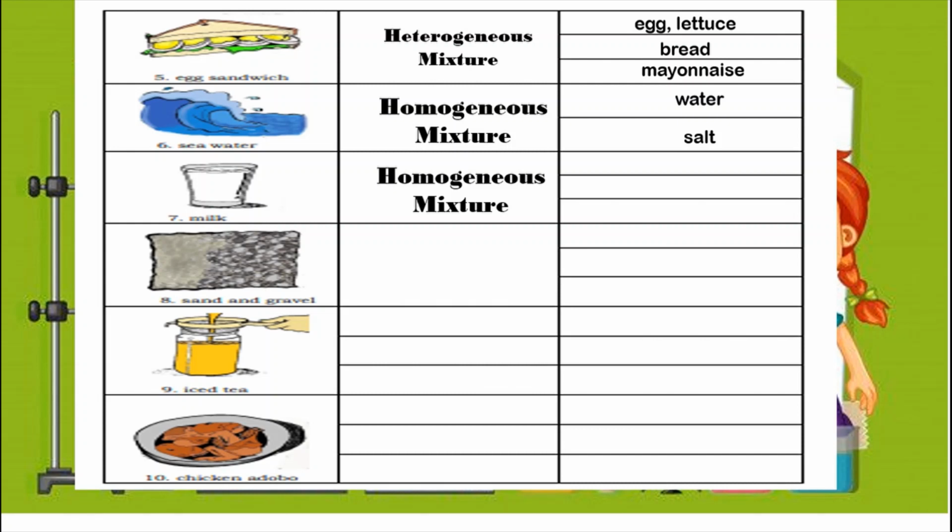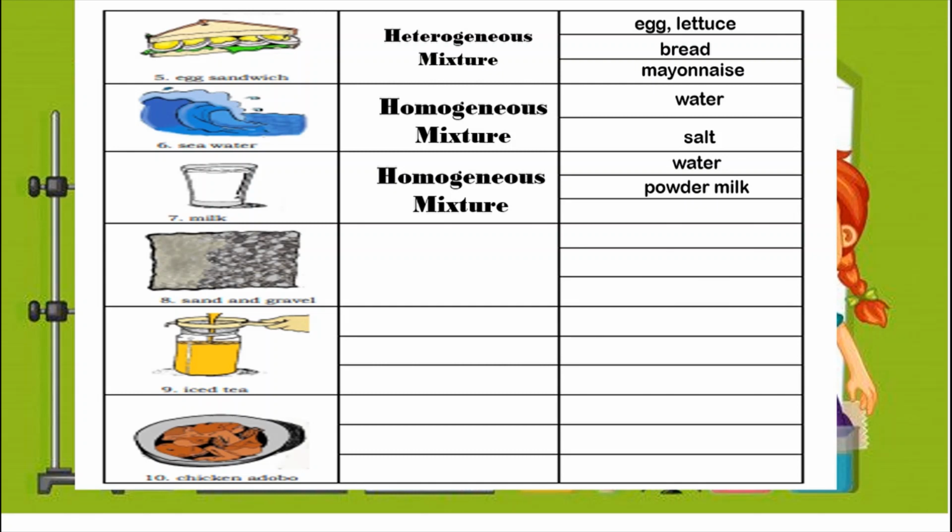Milk. Milk is a homogeneous mixture. If you can see o makita naman jud nato sa picture nga dili nato maklaro no. Murag isa ra jud siya. So milk is homogeneous mixture. What are the components? Water, powdered milk. Okay. Water and powdered milk ang components sa milk, and it is mixed. Ang kind of mixture niya is homogeneous mixture.